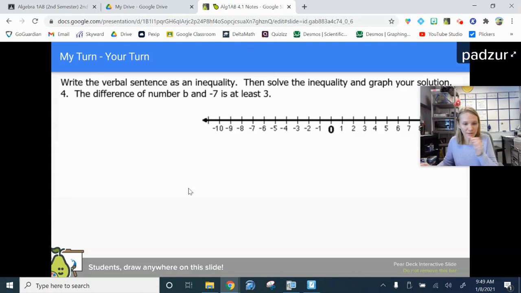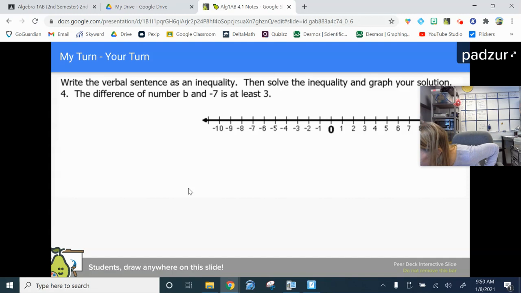Okay, so I think I'm gonna try this. If you're starting this out, it says the difference of b and -7 is at least 3. So we're gonna see if this works. I'm wondering, does it show up? Did it all show up on your answers? It looks like it did.